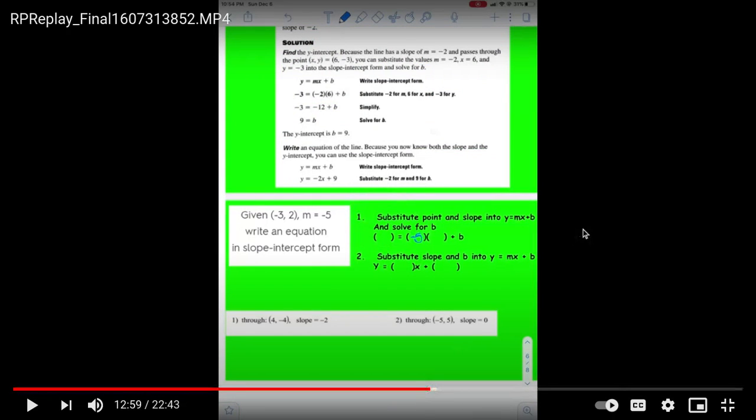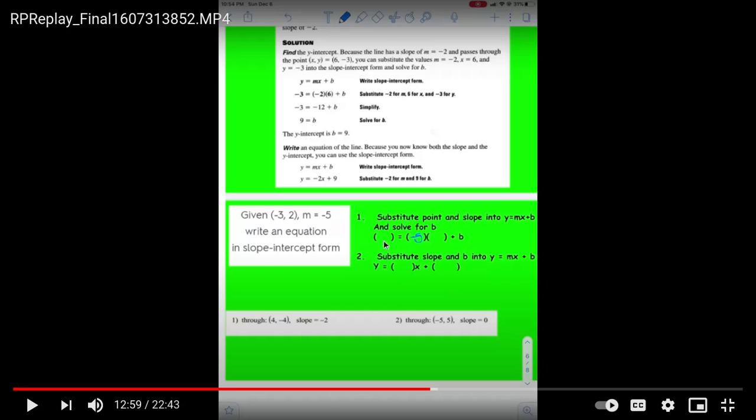So now what we're going to do is figure out how to find a graph when you're given a point that is not the y-intercept and the slope. So what you're going to do is substitute the point and the slope into y equals mx plus b, and then you're going to solve for b. So it's just like doing a one-step equation.